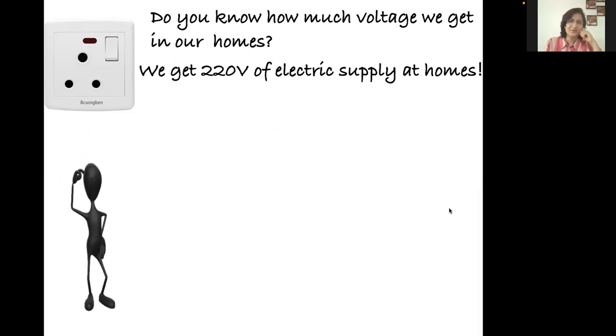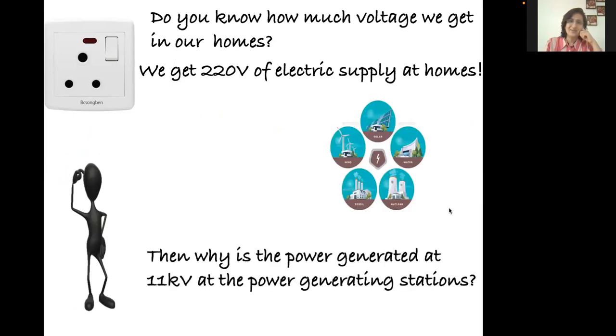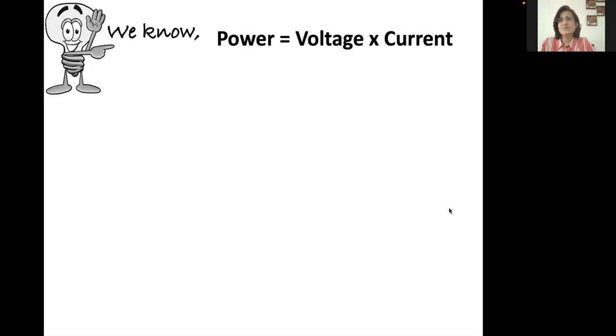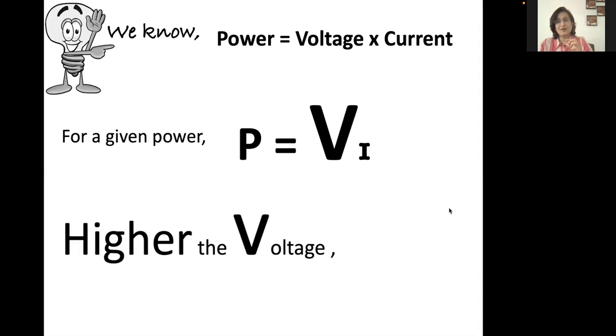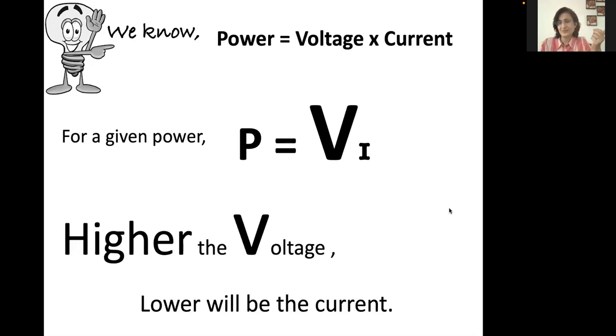And this makes you wonder why 11,000 volts is generated at the power generating stations when we just need 220 volts? Well, we'll understand this by the simple formula: power is voltage into current, right? P is equal to V into I. But for a given power, if your voltage is more, the current is small. Higher the voltage, lower will be the current.